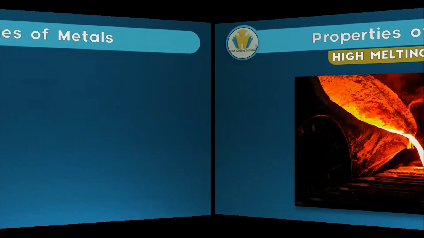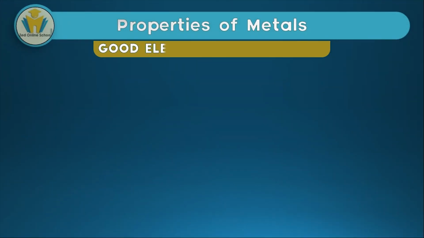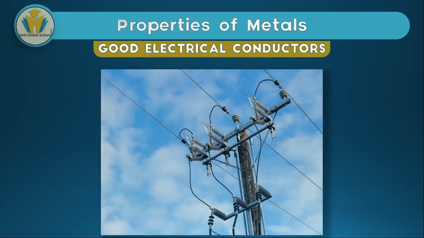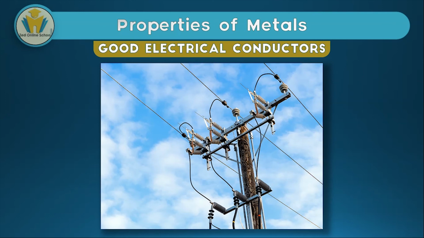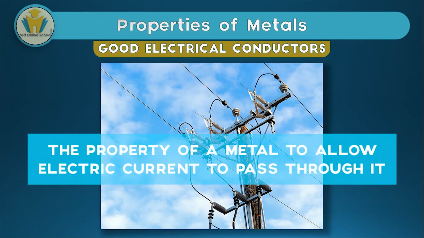Last but not the least, metals are good electrical conductors. In this picture, you can see overhead cables. I'm sure you see one of these every day, as electricity is one of those things we are getting used to. In this era, we even have electric cars. Metals are good electrical conductors, meaning they are able to conduct electricity. They don't stop electricity from passing through them.